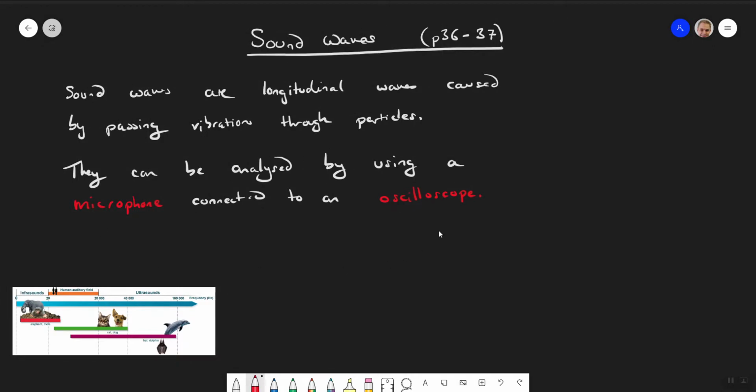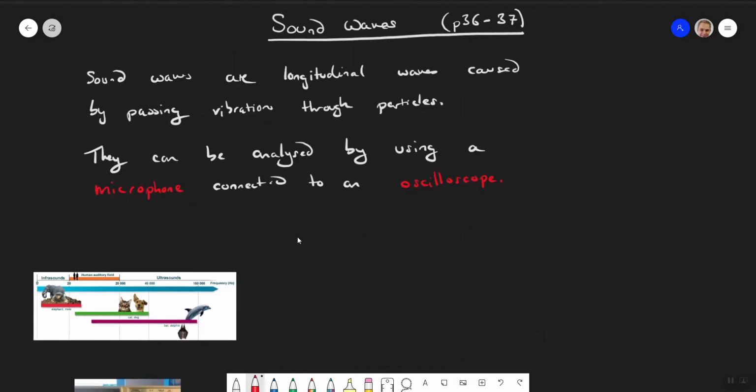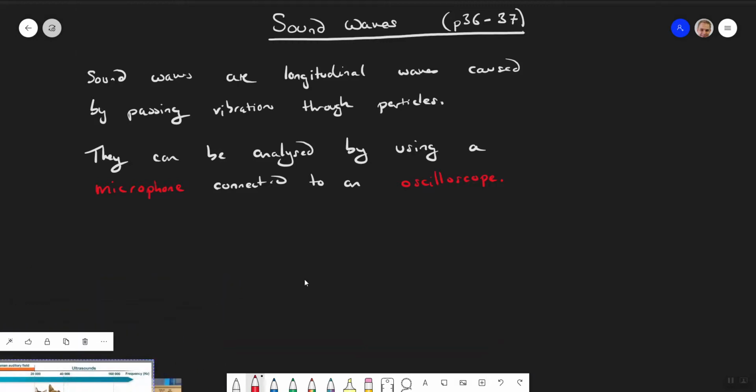So microphones, we connect to an oscilloscope. Okay, and what we find is that by analysing this, there is a link between the amplitude and the volume, the frequency and the pitch.